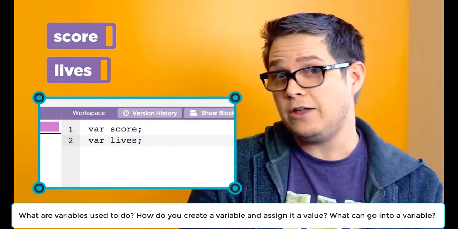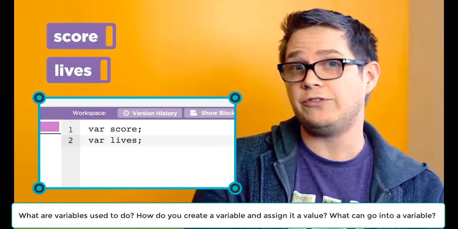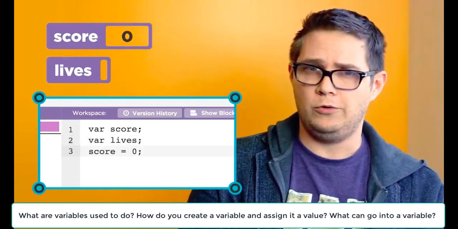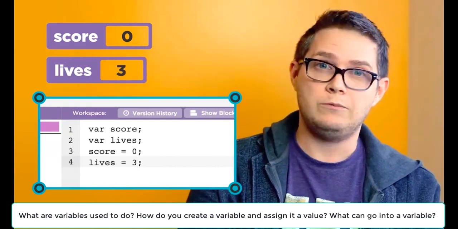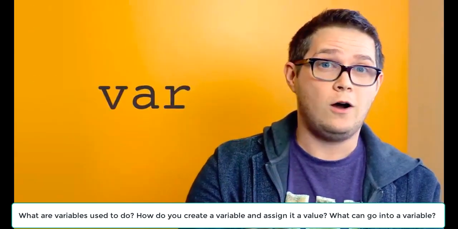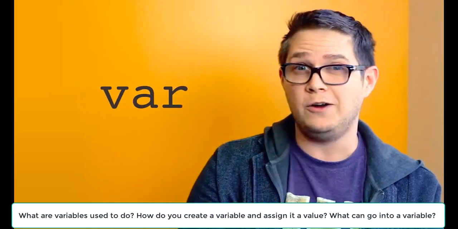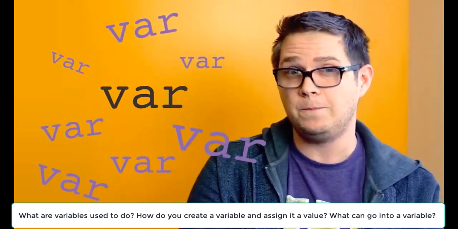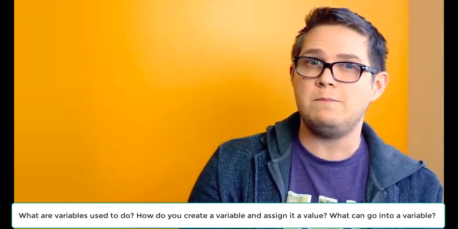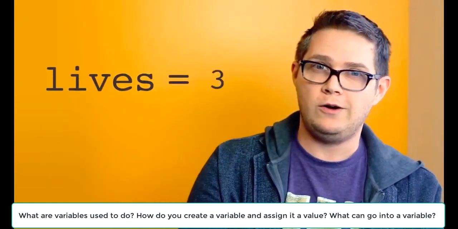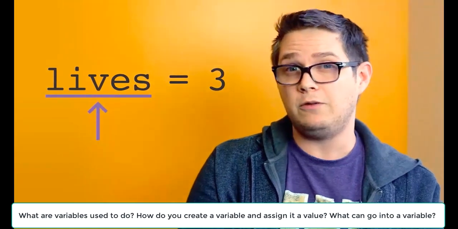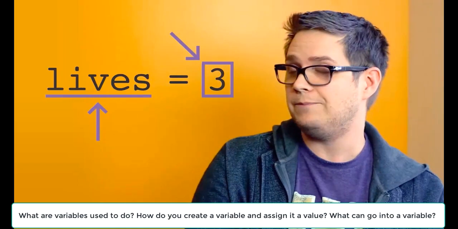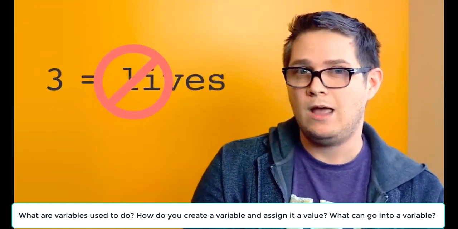We can assign a value to the variable using the equal sign, like this. Let's set our starting score to 0 and our number of lives to 3. Remember, you only need to use the var at the time that you want to create a new variable. A common mistake is to use it every single time you want to refer to a variable. Also, be sure to avoid mixing up the order when you call your variables. The label's got to appear on the left, and the value has to appear on the right, like this, not like this.